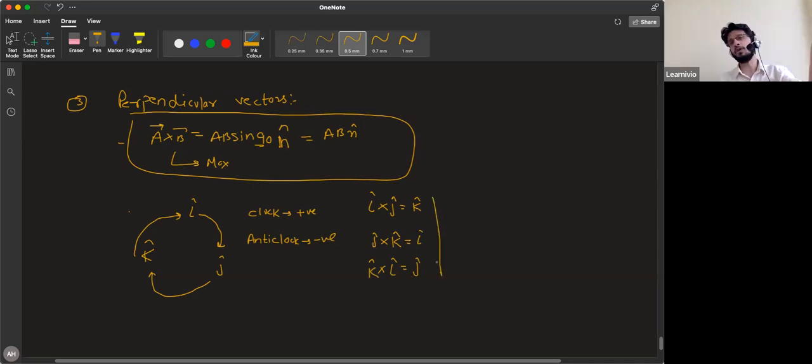But if you go anti-clockwise, like instead of I cross J, if you want J cross I, then that will be minus K cap. The direction will get reversed. K cross J is minus I cap. I cross K will be minus J. So this is how it works. If you're going clockwise, it's positive; anti-clockwise, it will be negative.